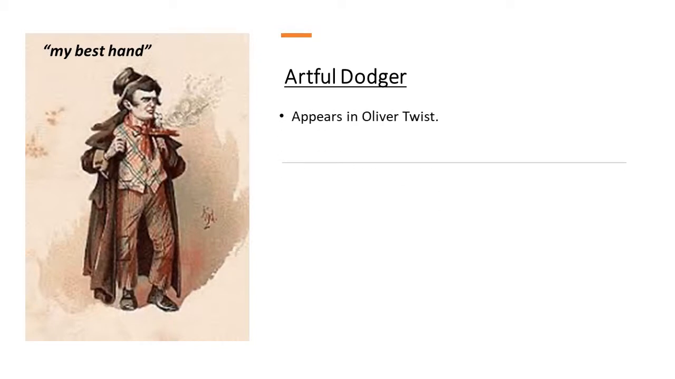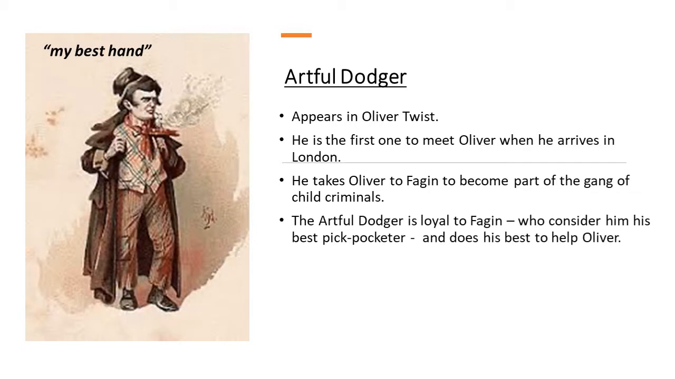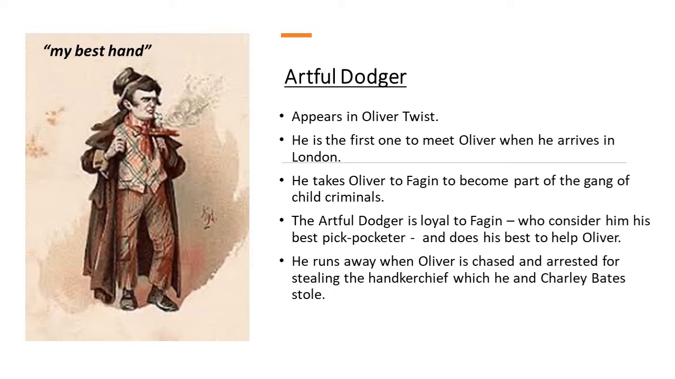Artful Dodger appears in Oliver Twist. He is the first one to meet Oliver when he arrives in London. He takes Oliver to Fagin to become part of the gang of child criminals. The Artful Dodger is loyal to Fagin, who considers him his best pickpocket, and does his best to help Oliver. He runs away when Oliver is chased and arrested for stealing the handkerchief which he and Charlie Bates stole.